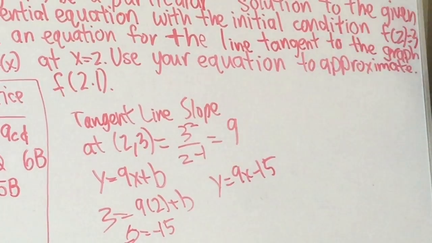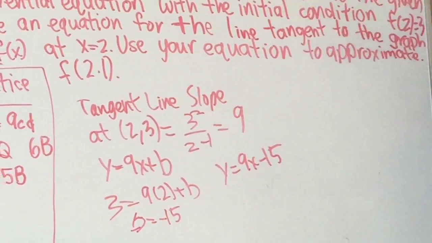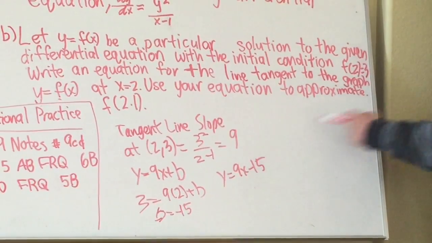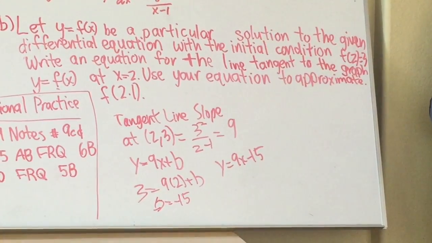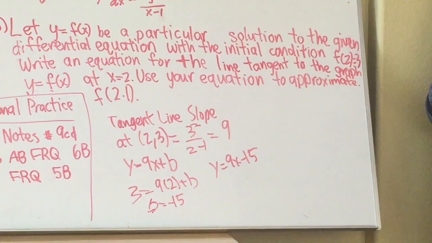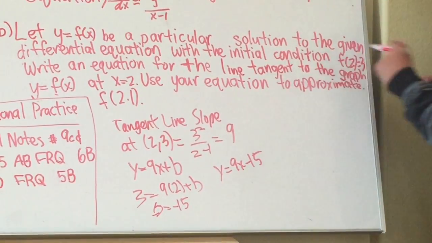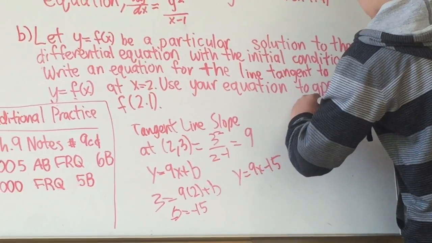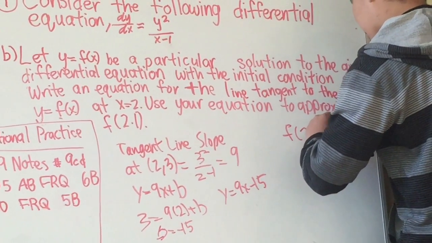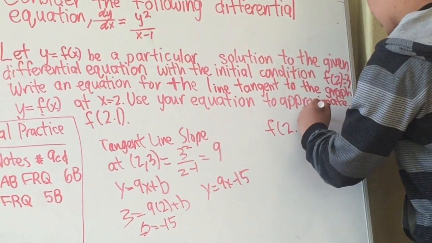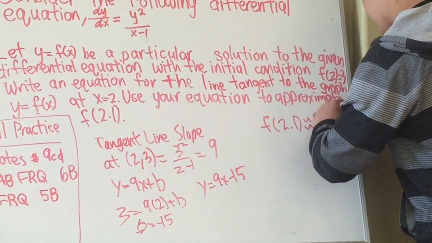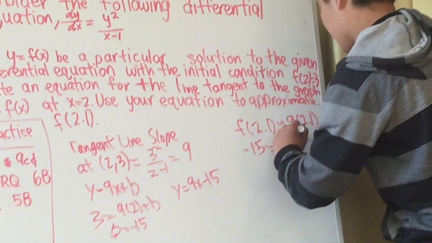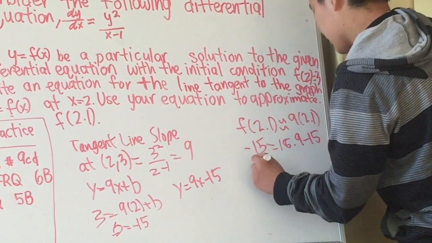That's f of x. And the second part of the question asks us to use our tangent line to approximate f of 2.1. So all we have to do for that is plug 2.1 into our tangent line equation. So we know f of 2.1 is roughly 9 times 2.1 minus 15, which equals 18.9 minus 15, which equals 3.9.